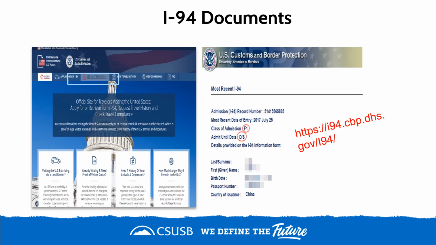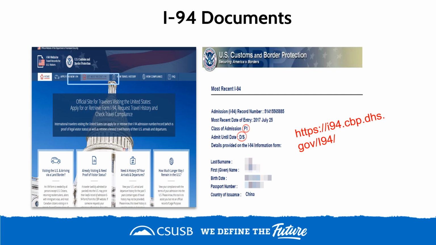The Form I-94 is the document that is issued to you upon each entry to the United States. This is the document that details the conditions of your admission to the United States. The Form I-94 is now issued electronically and can be found in the link https://i94.cbp.dhs.gov/I94/. You will see your class of admission, either F1 or J1, and you will see the admit until date.